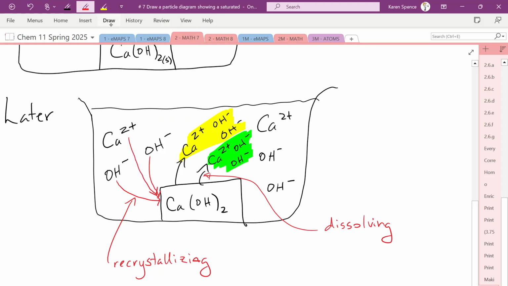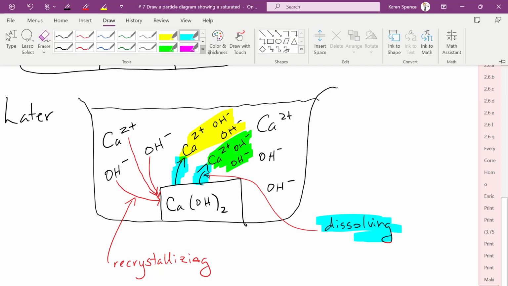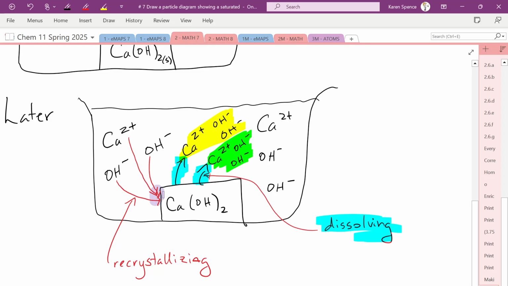Do we have more dissolving, or do we have more recrystallizing? Oh, sorry, more dissolving. More dissolving, right? Because we are still unsaturated. We have more dissolving and less recrystallizing. We're still unsaturated. It is not yet full. Saturated would be equal dissolving and recrystallizing.